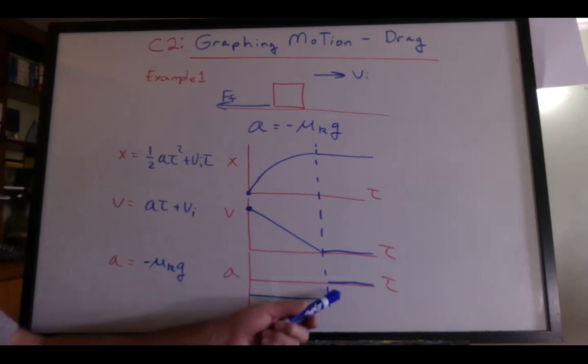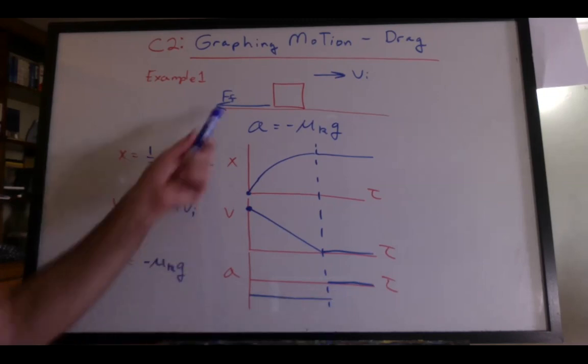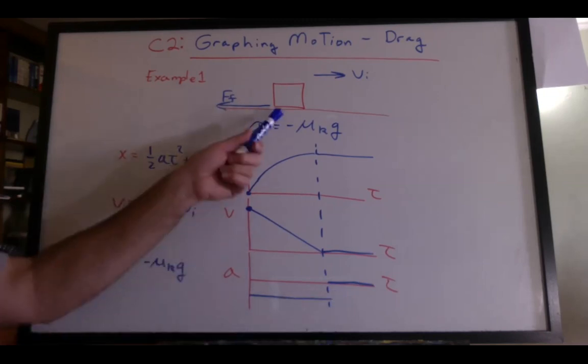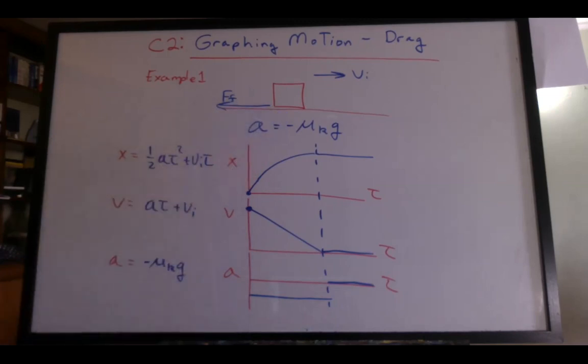You can think about why this happens simply by thinking about friction. When the object comes to a stop, the friction stops too. There is no friction if it's not moving.